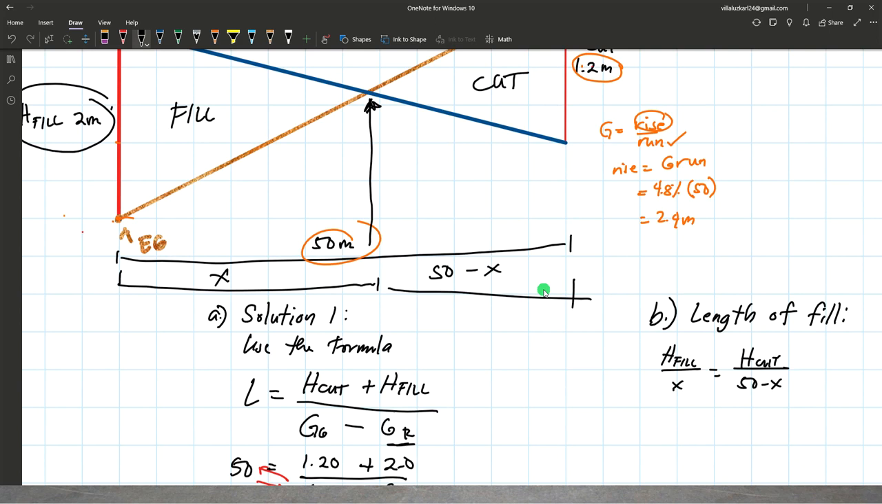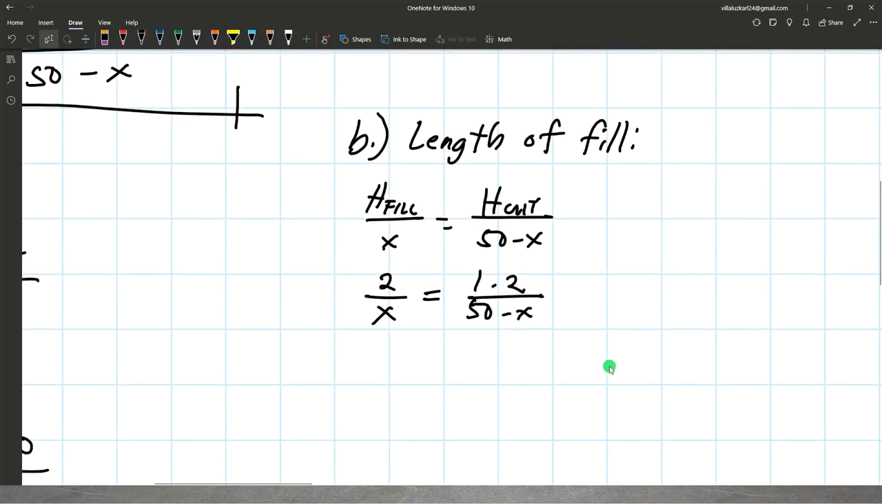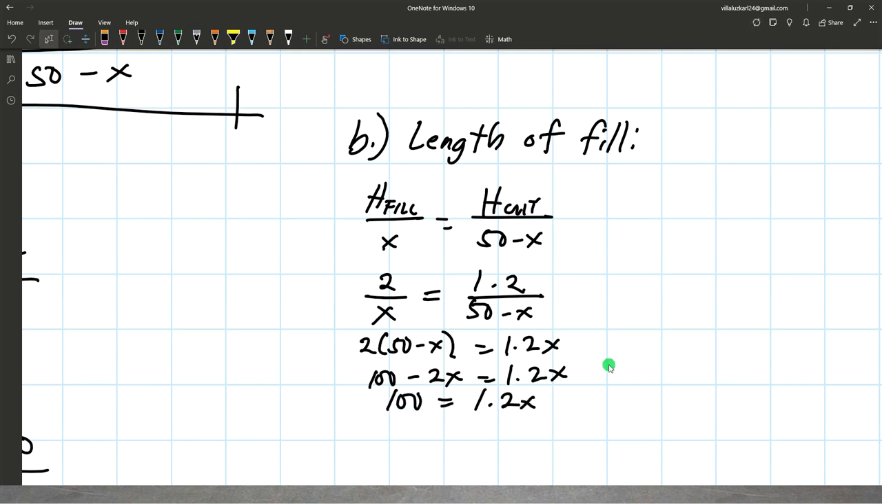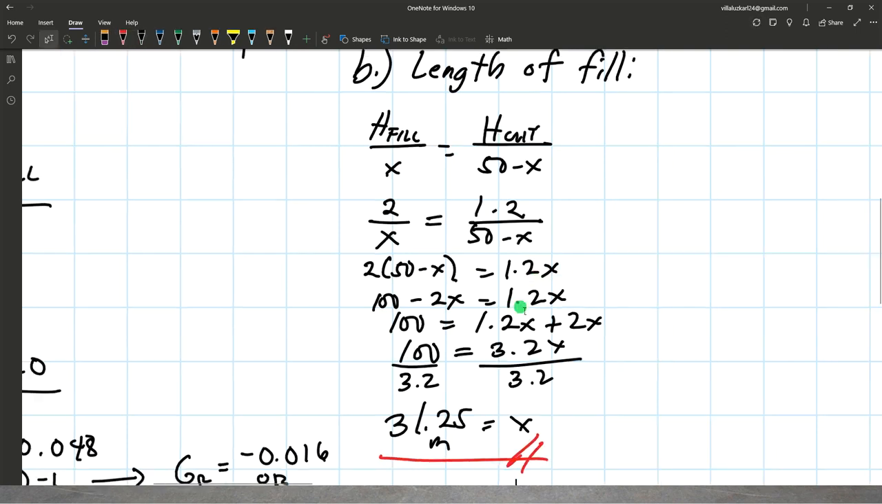Substitute now, we have 2 over x equals 1.2 over 50 minus x. Cross multiply, we have 2 times 50 minus x equals 1.2x. 100 minus 2x equals 1.2x. 100 equals 1.2x plus 2x. 100 equals 3.2x. Divide both sides by 3.2 to determine x. So x therefore is 31.25 meters. That's your final answer for letter B.